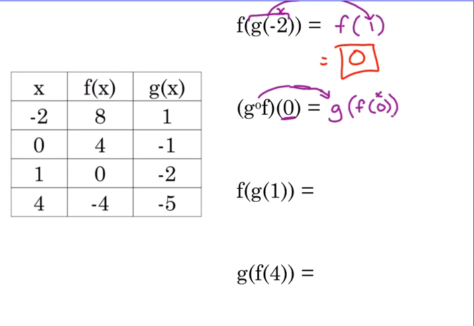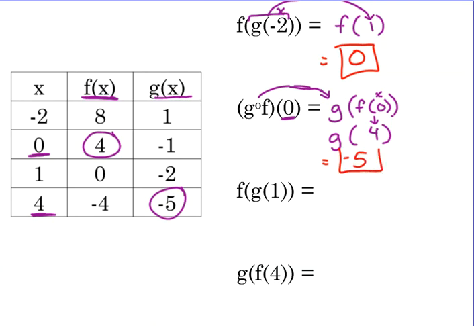Let's start with our x value of 0. This time we plug it into f first. So the value of that is 4. F of 0 is 4. So our x value is now 4. This time we want g. G of 4 is -5. So this answer, g of f of 0 is equal to -5.